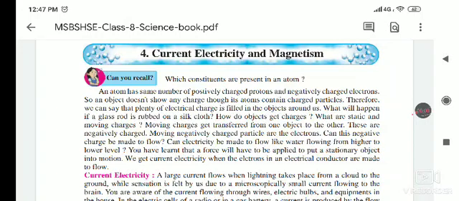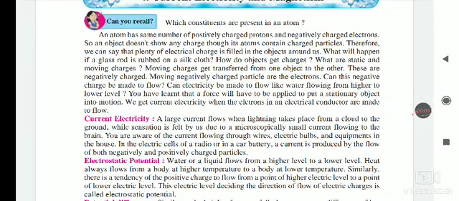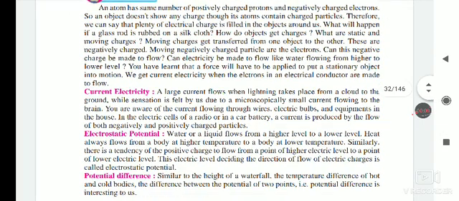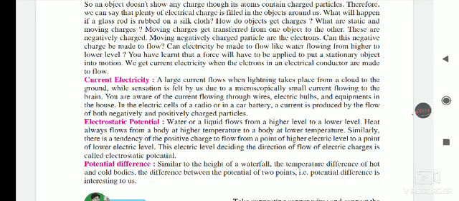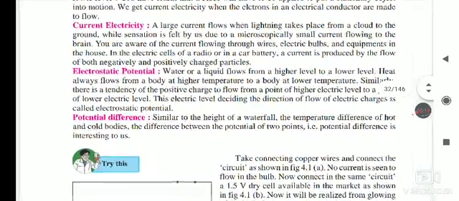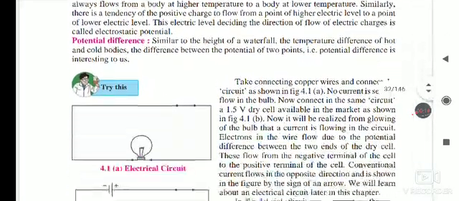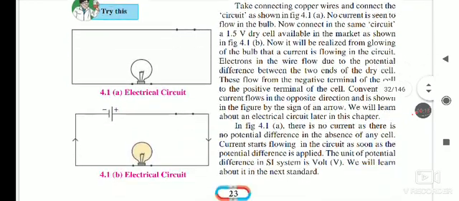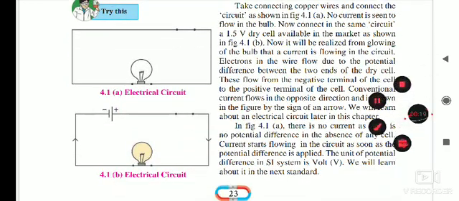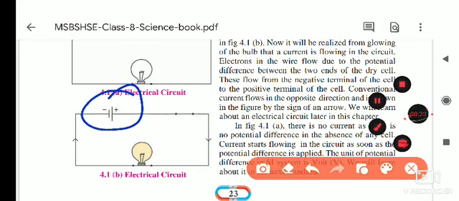Hello children, in continuation with current electricity and magnetism, today we will see the next part of the lesson. In the last part we had seen what is current electricity, electrostatic potential, potential difference, and why the potential difference is necessary for the flow of electric current, and how the potential difference is created between the two terminals by joining the battery between them.